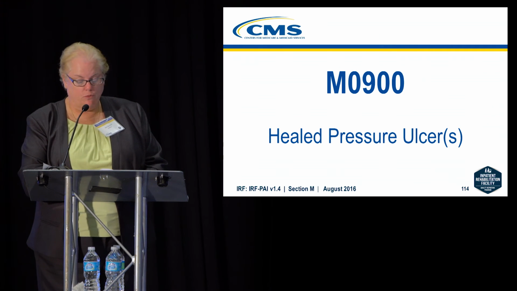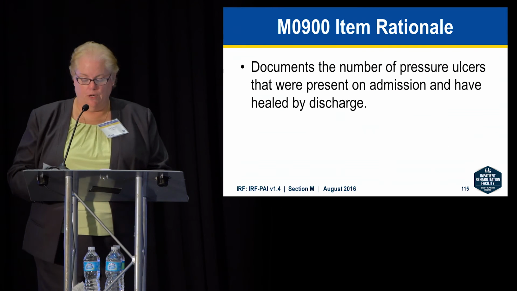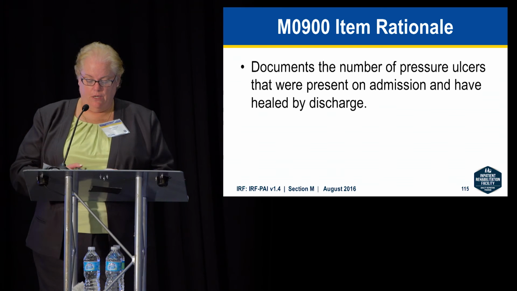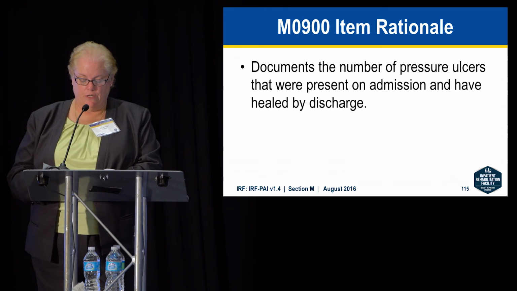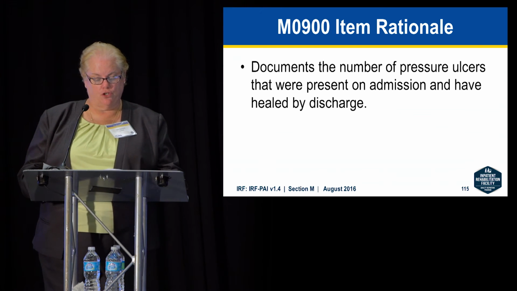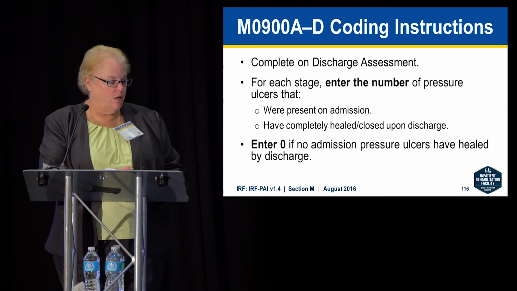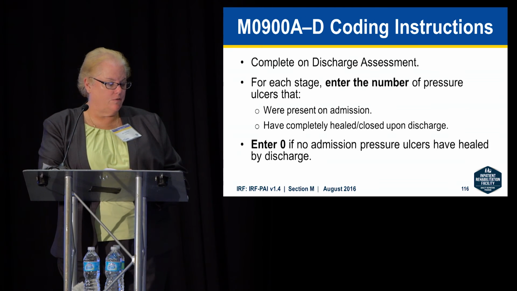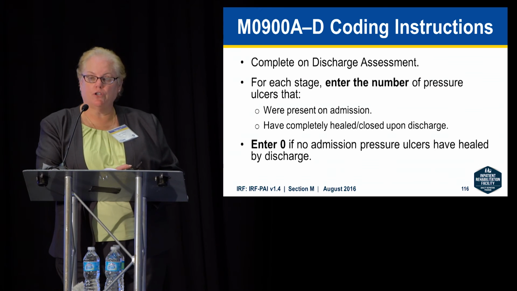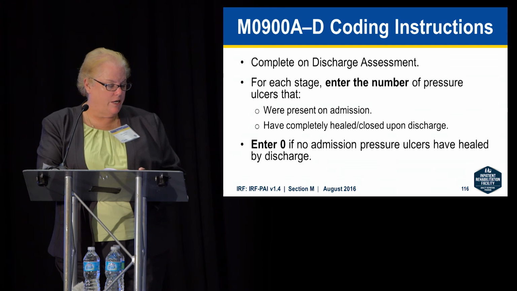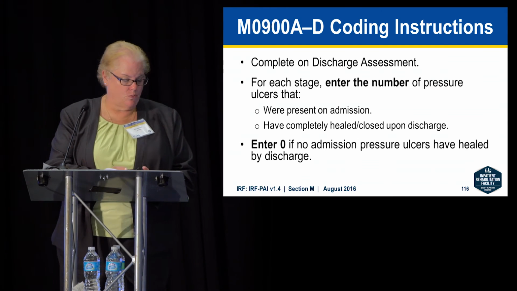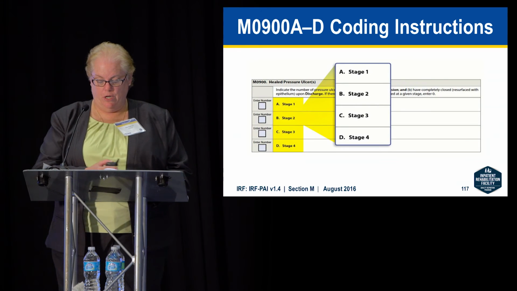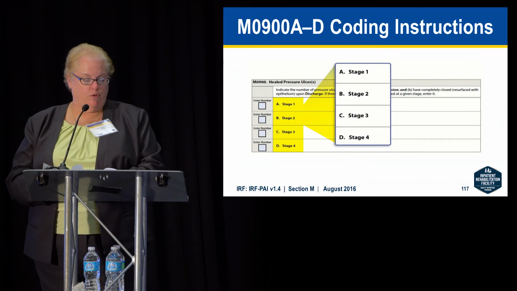So then we have healed pressure ulcers, which is M0900. This is one I think that you guys are used to completing. Document the number of pressure ulcers that were present on admission and have healed by discharge. It's completed on the discharge assessment. For each stage, enter the number of pressure ulcers that were present at admission and have completely healed or closed upon discharge, and enter 0 if no admission pressure ulcers were healed on discharge. And we're looking at stage 1, 2, 3s, and 4s.